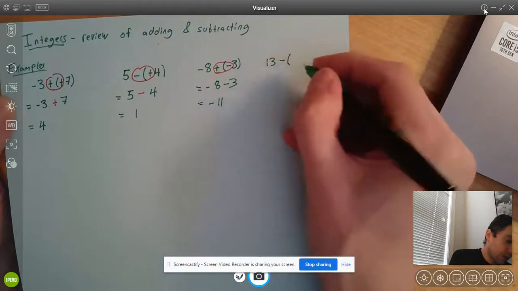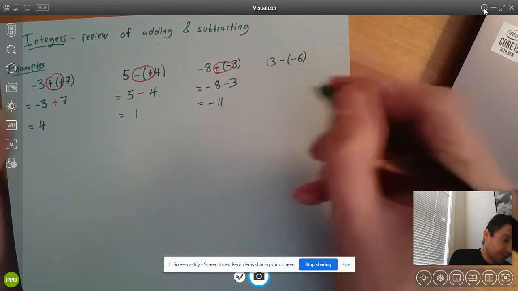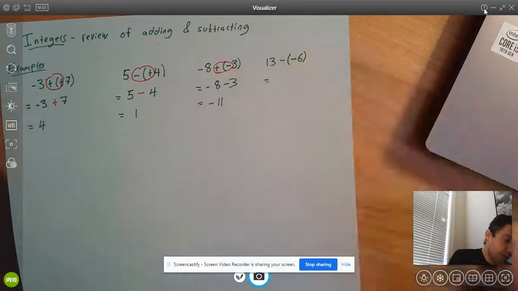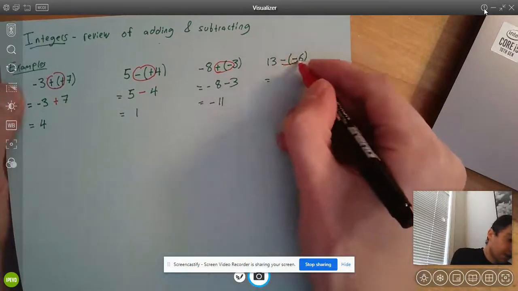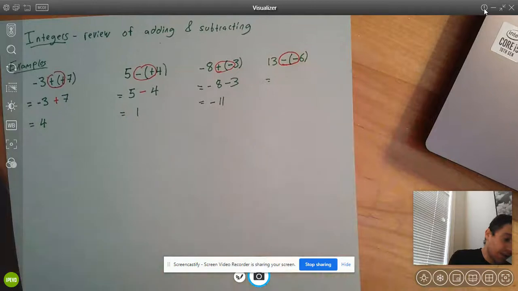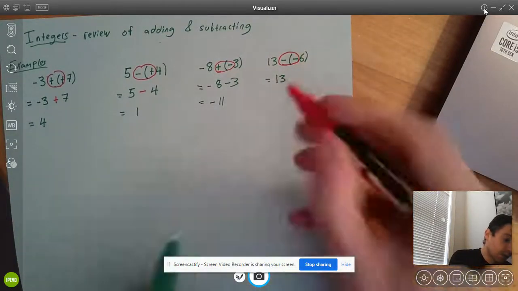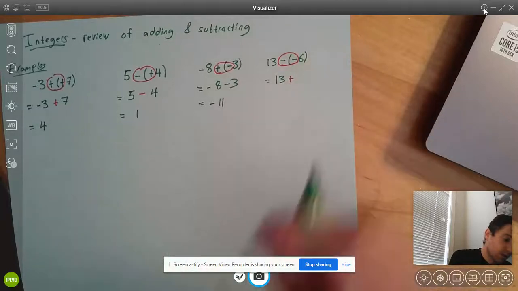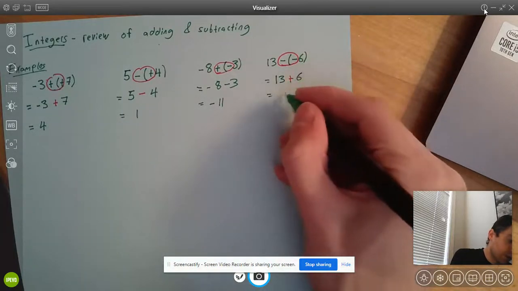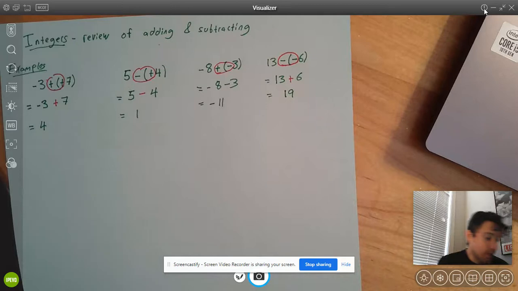13 take away -6. If I have two negatives, so if the signs are the same, that will simplify to a positive. So I'm left with 13 plus 6, which we know is 19. So one way it helps me as I'm working with integers is if I ever have two signs in a row, I try to reduce or simplify to only one sign.